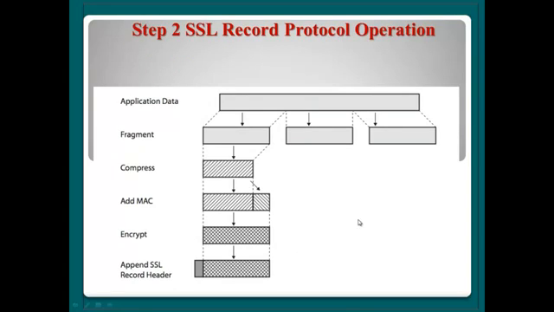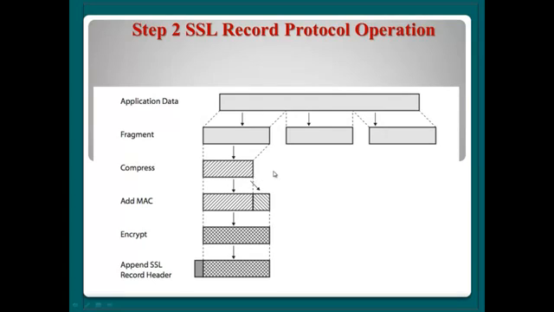Step 2, SSL record protocol operation. If the SSL record receives application data from a higher layer, normally this data will be fragmented, and each fragment has 16,384 bytes as a maximum data unit. And once this data is fragmented, the next step will be the compression.